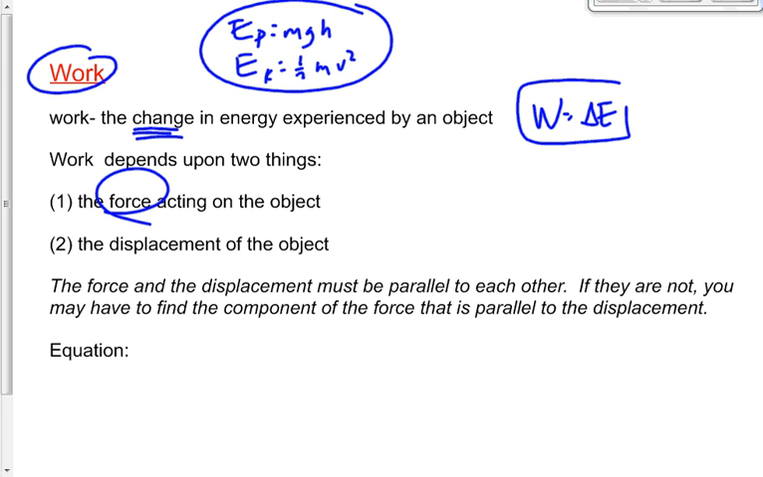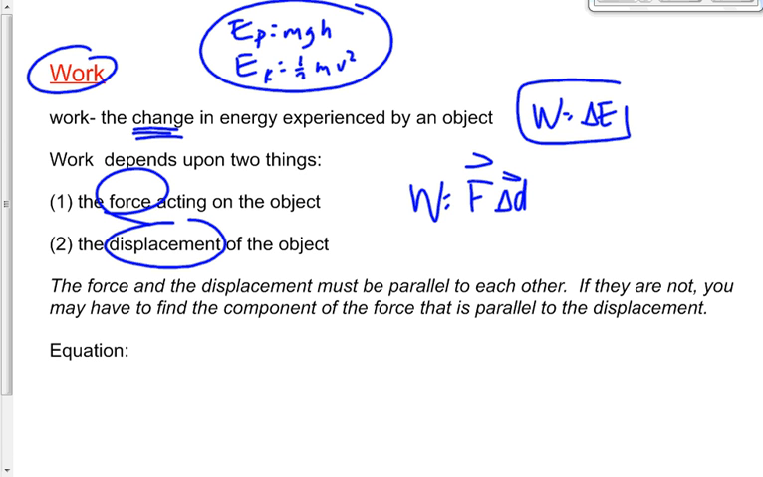But we also need displacement, a force and displacement. So we say that W is equal to delta E, but we also say that W is equal to F times delta D, force times the displacement. And I have that little thing that's in italics there. The force and displacement must be parallel to each other. What do we do if they're not parallel to each other? Well, it says here that we have to find a component that is parallel to the displacement.